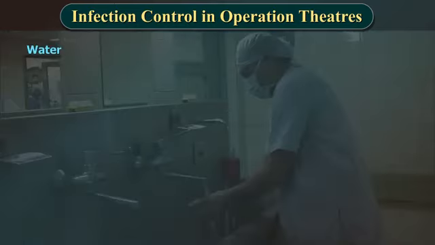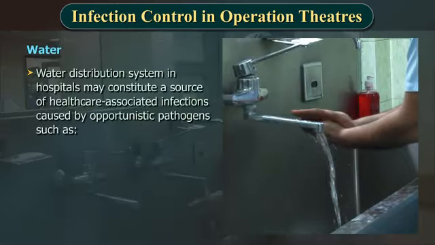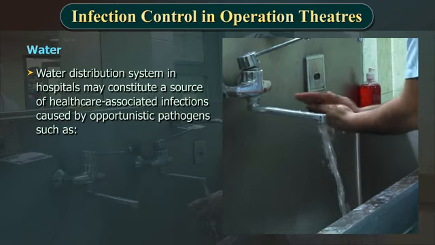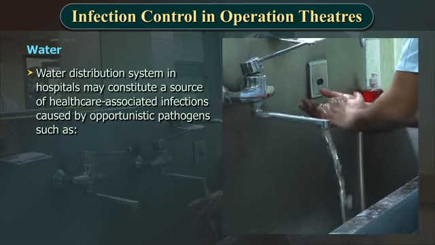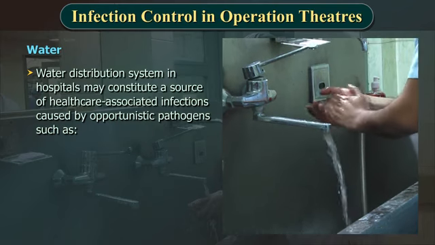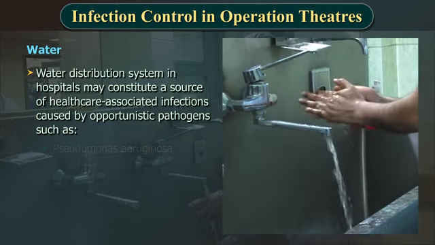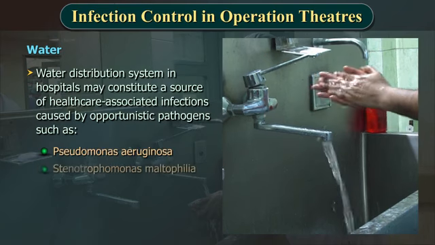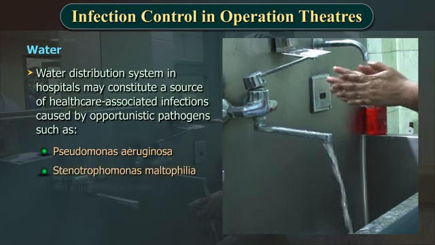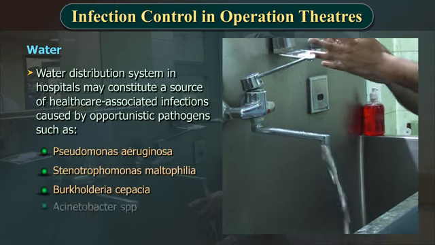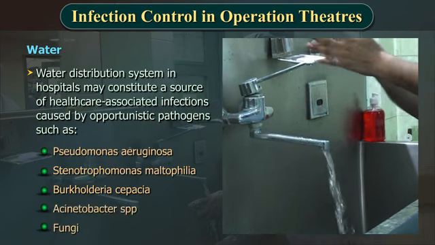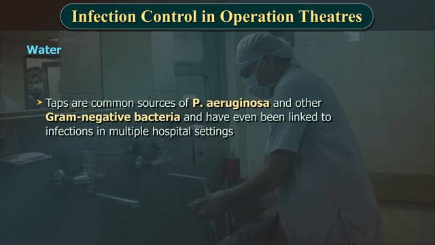Infection control in operation theatres. The water distribution system in hospitals may constitute a source of healthcare associated infections caused by opportunistic pathogens such as Pseudomonas aeruginosa, Stenotrophomonas maltophilia, Burkholderia cepacia, Acinetobacter species, and fungi. Taps are common sources of Pseudomonas aeruginosa and other gram-negative bacteria and have even been linked to infections in multiple hospital settings.